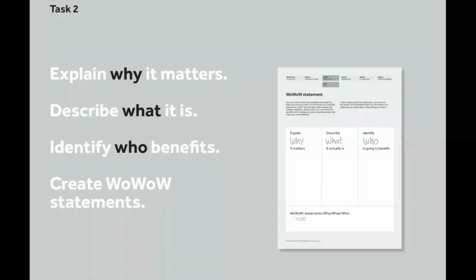So in the worksheet, again, explain why it matters, describe what it is, and identify who benefits. Write as much down as you can. Again, I tend to try and keep these to single sheets. Otherwise, you end up with reams and reams of paper that become really difficult to relate back to later on when we start the actual creative process. And as I said, try and create 3, maybe maximum 5, but a few of these statements, just different ones that could actually help influence and inform us later.